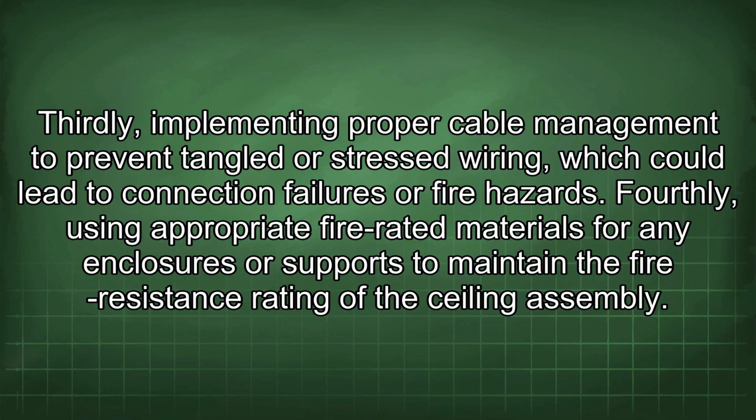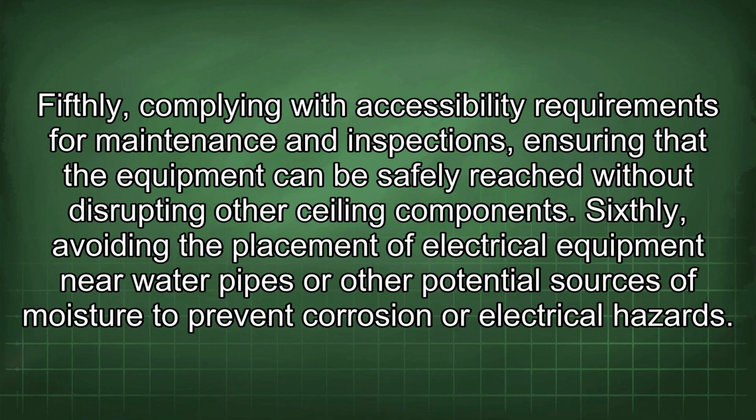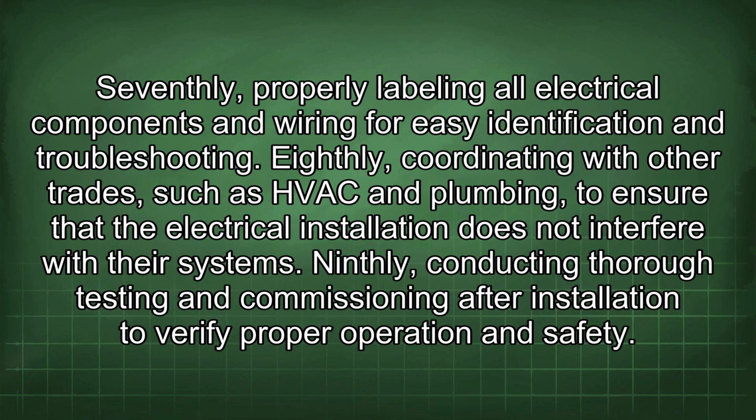Fourthly, using appropriate fire-rated materials for any enclosures or supports to maintain the fire resistance rating of the ceiling assembly. Fifthly, complying with accessibility requirements for maintenance and inspections, ensuring that the equipment can be safely reached without disrupting other ceiling components. Sixthly, avoiding the placement of electrical equipment near water pipes or other potential sources of moisture to prevent corrosion or electrical hazards. Seventhly, properly labeling all electrical components and wiring for easy identification and troubleshooting.